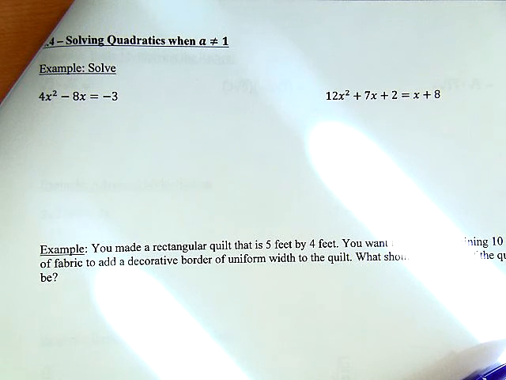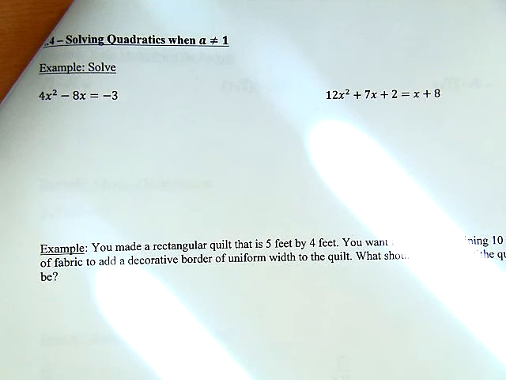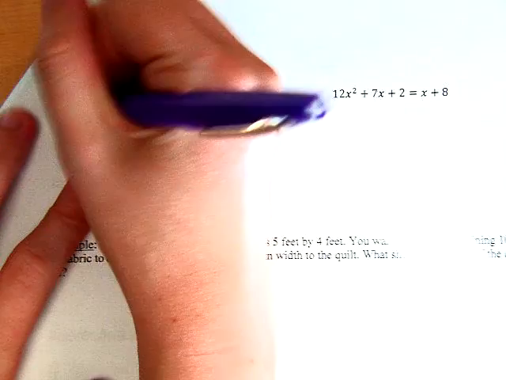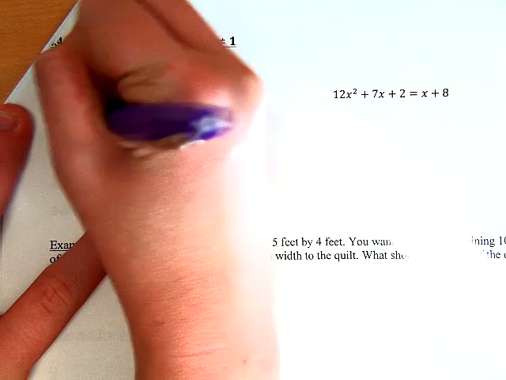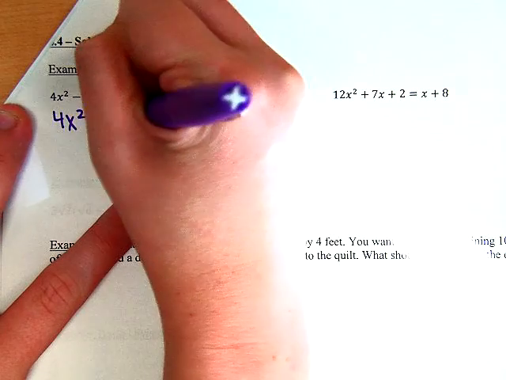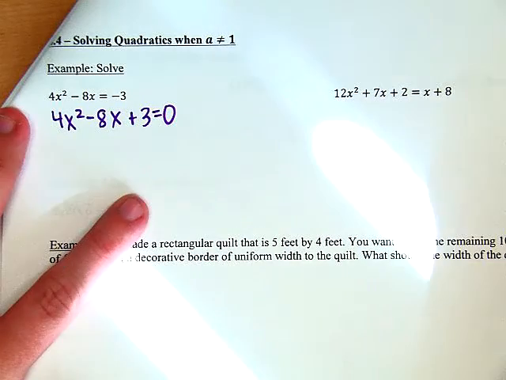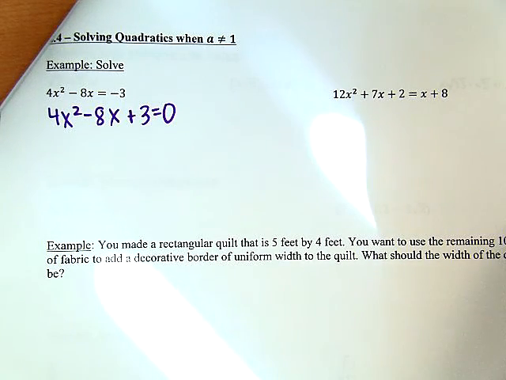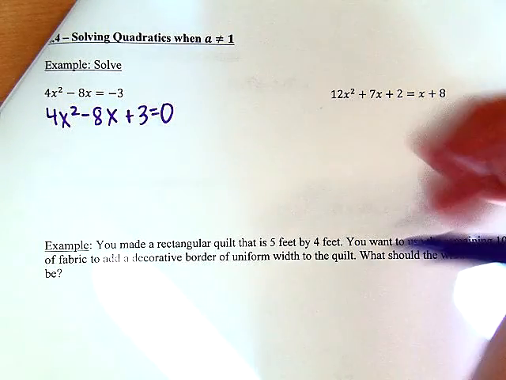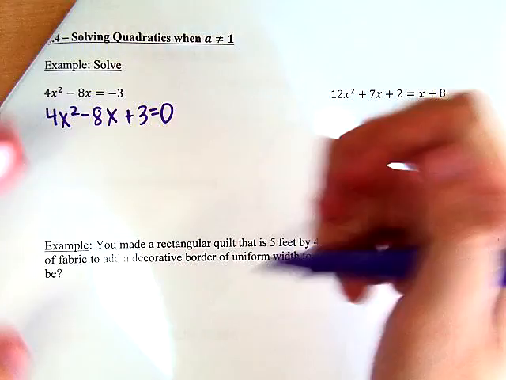4.4, we're factoring again, but this time a is not equal to 1. So like this one, I got 4x squared minus 8x, and then when I add my 3 over, I got plus 3 equal to 0. If you remember from 9th grade, they gave you this little card and it's got the x on it. So I'm going to show you how to do that.